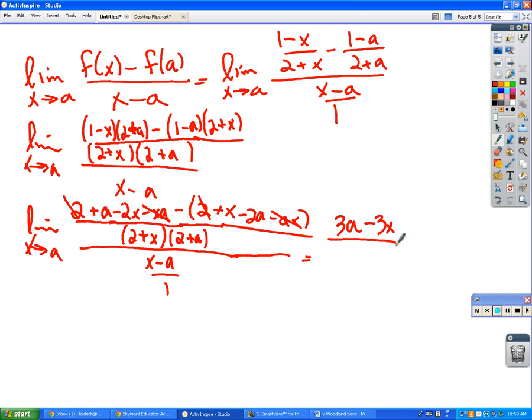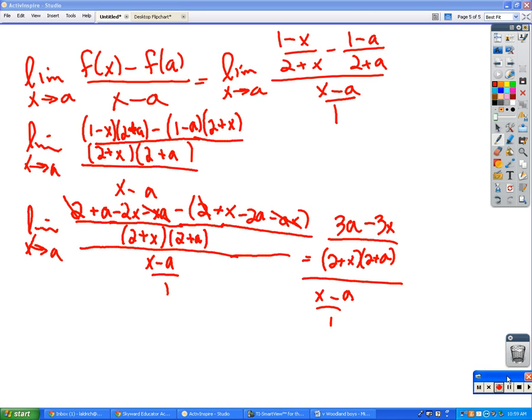Over 2 plus x times 2 plus a over x minus a over 1. All right? So now we're good. I am going to invert and multiply. I'm going to factor 3 out of the top to make that 3 times a minus x over 2 plus x times 2. Yeah, make it negative 3. Okay, good idea. Negative 3.